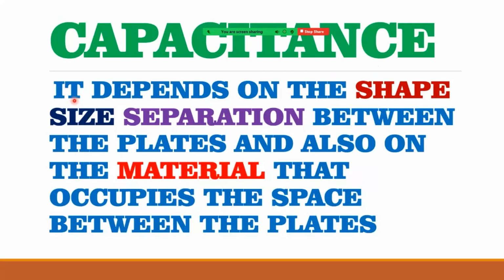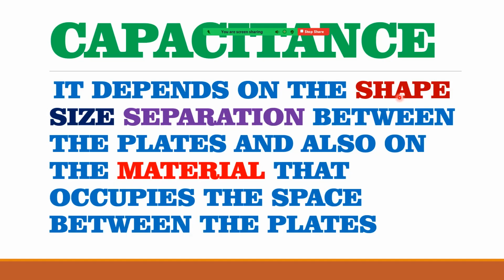Next, capacitance depends on the shape, size, separation between the plates and also the material that occupies the space between the plates. So we got epsilon naught A by D, right? Epsilon naught, because there we have taken air or vacuum between the plates. If you place something else, then in the place of epsilon naught, we have some other value. That is the meaning of material.